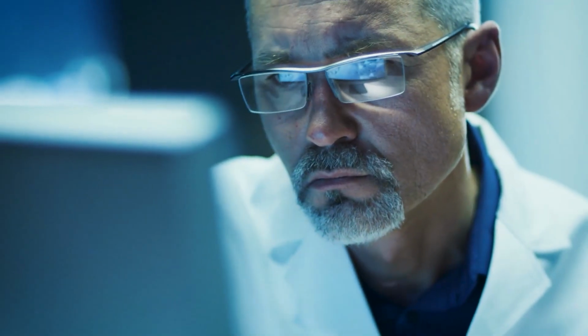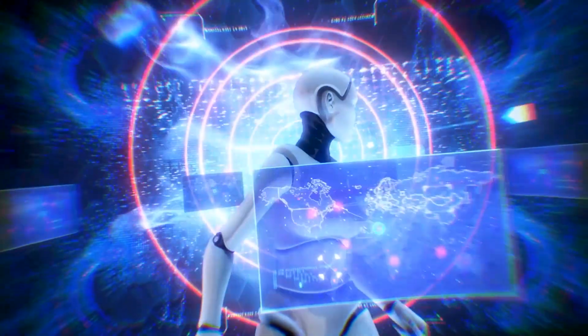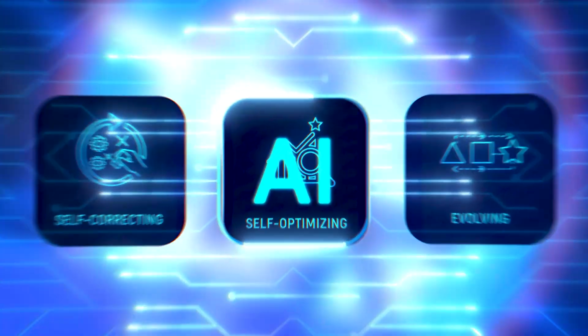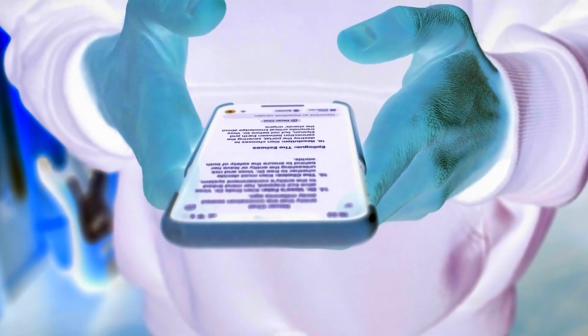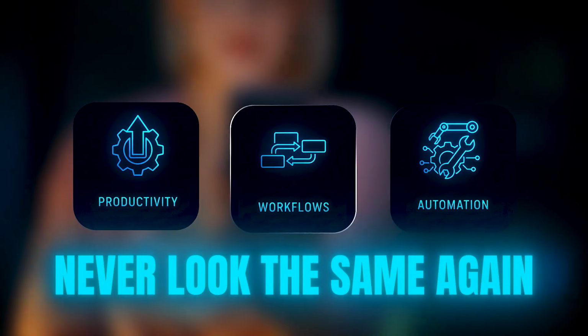Never meant to know this. Google never published it, and almost no one online explains how it truly works. But today, you're going to build something inside Gemini that behaves like a living system, a self-correcting, self-optimizing, evolving AI agent that learns from every mistake, updates its own strategy, and becomes better every single time you use it. This is the Gemini Loop Agent, and once you activate it, your productivity, your workflows, and your automation will never look the same again.